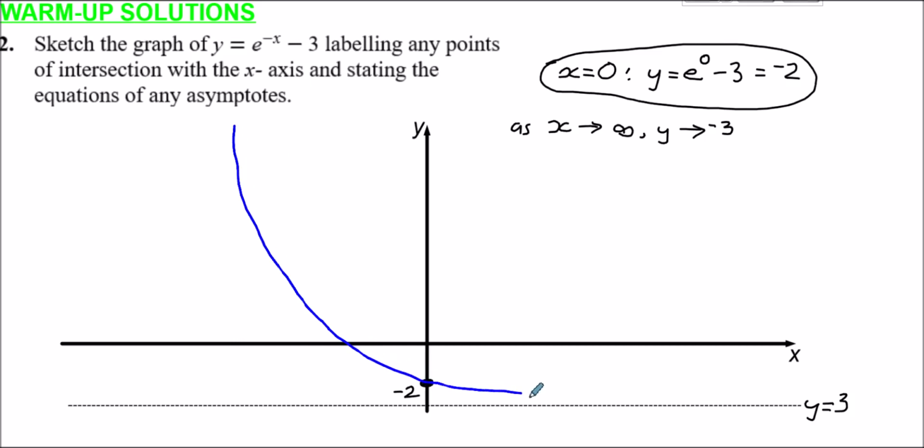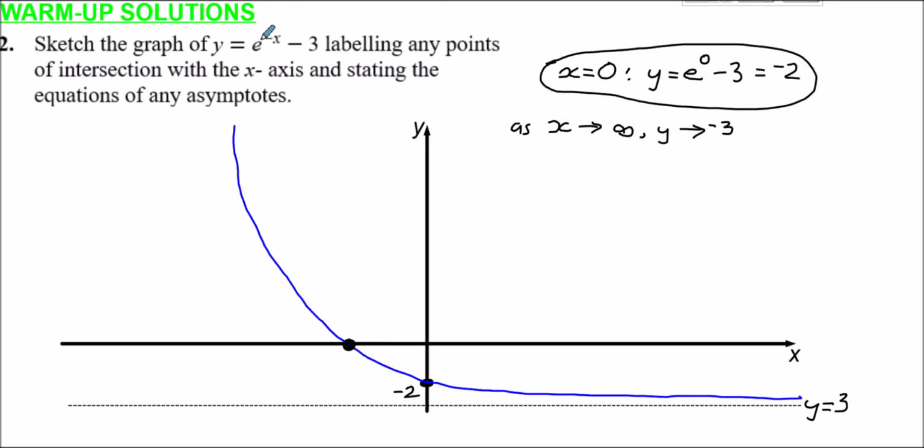And going smaller, smaller, smaller, smaller, without actually quite touching it. Something like this. In terms of the x-axis intercept, this question's a bit of a trick how I've written it here. So I wonder if we can find the x-axis intercept.